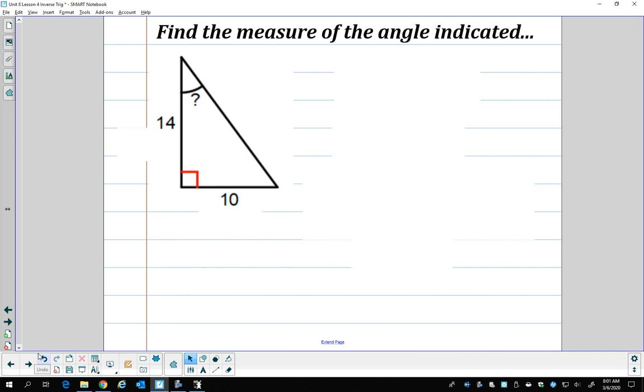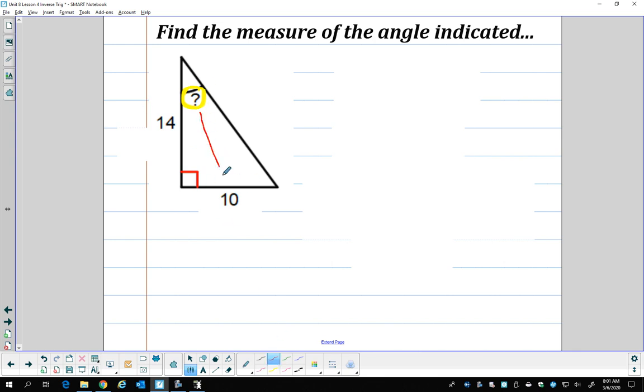So here I have a right triangle. In the last lesson, we would have known how big one of these angles are, and then we would have used one of the sides to find a missing side. And so in this case, I know two sides in this right triangle, and I'm looking to figure out how big is this angle. And so what I need to do is figure out which sides do I have.